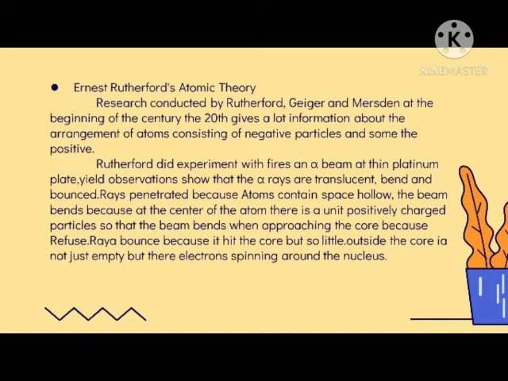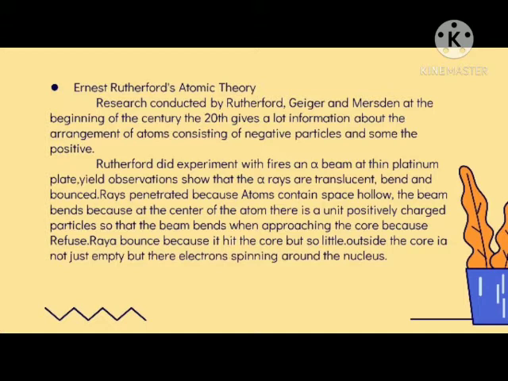C. Ernest Rutherford atomic theory. Research conducted by Rutherford, Geiger, and Marsden at the beginning of the 20th century gave a lot of information about the arrangement of atoms consisting of negative and positive particles. Rutherford did an experiment firing an alpha beam at a platinum plate. Observations show that the rays pass through, bend, and bounce. They penetrate because the atom contains hollow space.